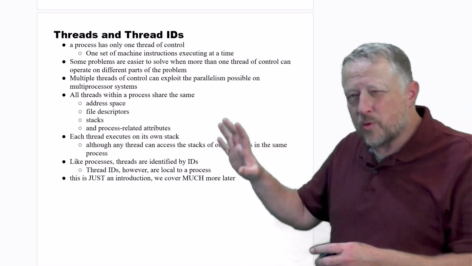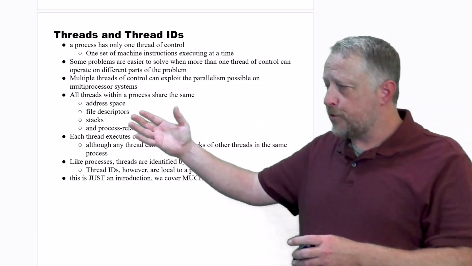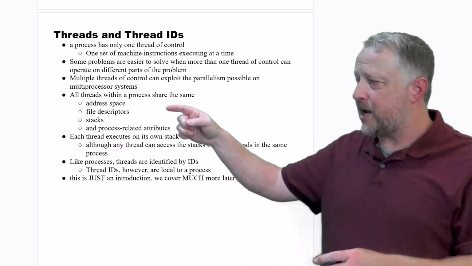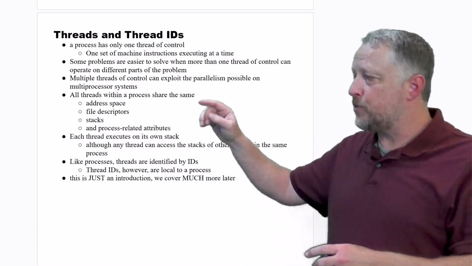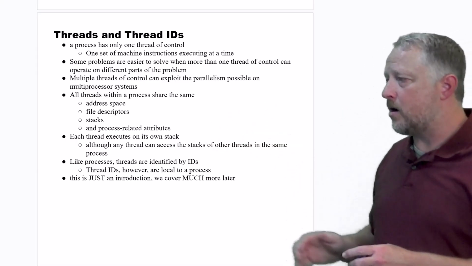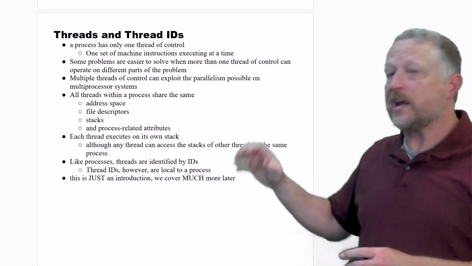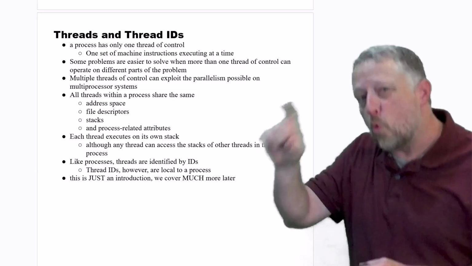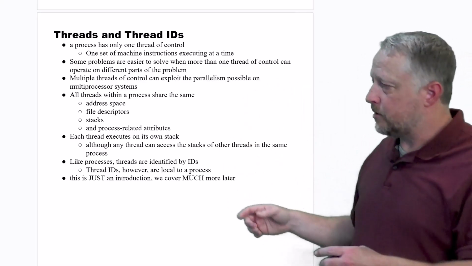So there's a difference between threads and processes, so we have to be very careful about that. All the threads within the process share the same address space. That's where we have to be careful. File descriptors, stacks, and other process-related attributes as well. So let's think of it as its own program running, but it's trying to finish one single process in the whole thing. Again, I'll explain in much more detail here in a couple of weeks.